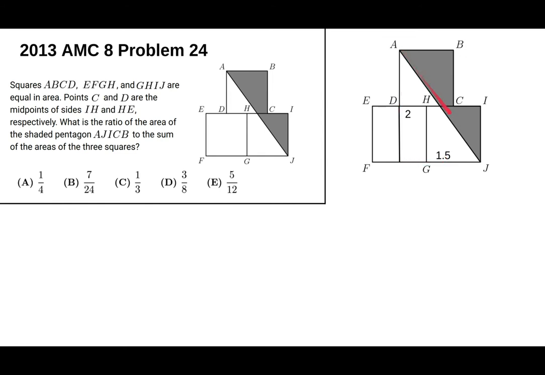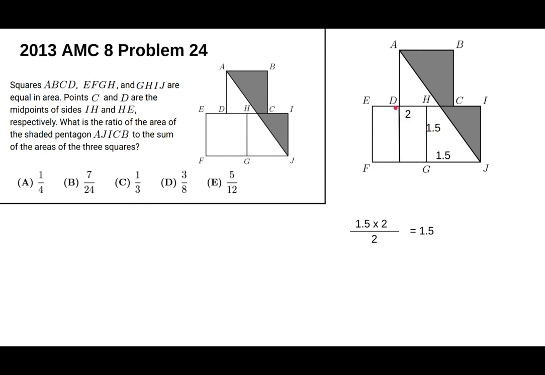This forms a triangle here, and we know the area of a triangle is its base times height over 2. The base being 1.5 and the height being 2. So we multiply 1.5 times 2 over 2, which is just 1.5. So the area of this triangle is 1.5.